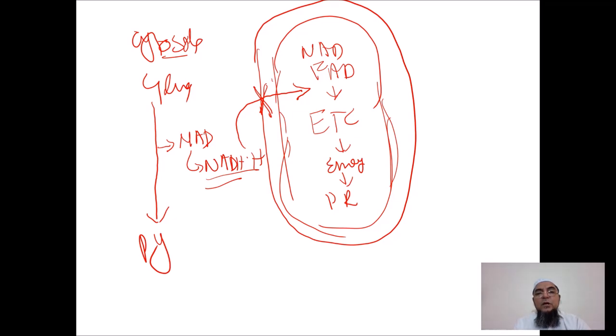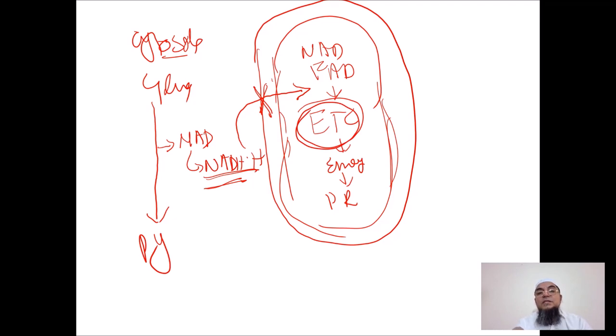It cannot go inside to the mitochondria. So then how will we shift this NADH, which is present in the cytoplasm, into the mitochondria? Or should we transfer the complete NADH from cytoplasm to the mitochondria? Because we just need electrons inside. We need electrons in the electron transport chain.